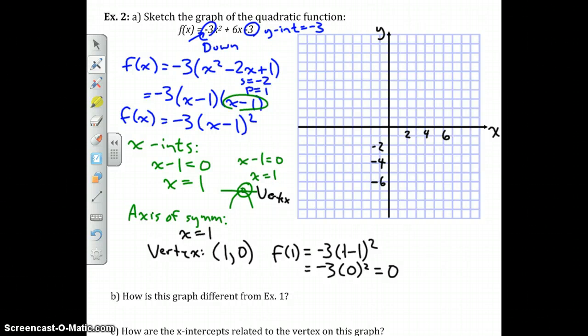Going to graph this, the first thing I want to put on my graph is my vertex. My vertex is the point (1, 0), so that's there. Label that. My axis of symmetry goes through that, so I'm going to put that onto my graph. My axis of symmetry is x equals 1. What else do we know? We also have a y-intercept of negative 3, so this here is my y-intercept. That's the point (0, -3).